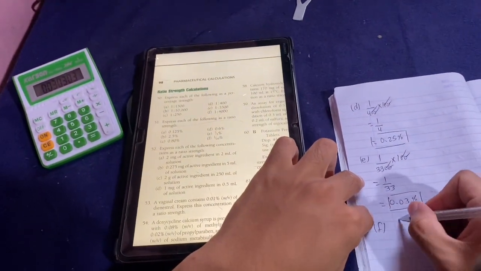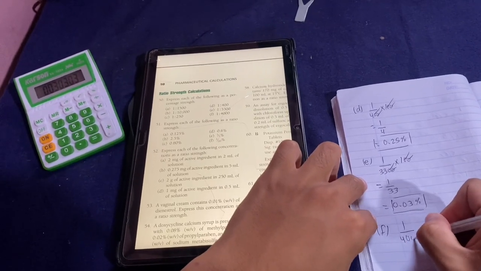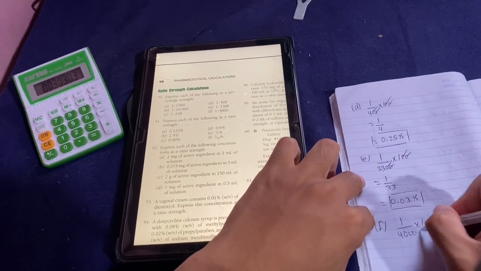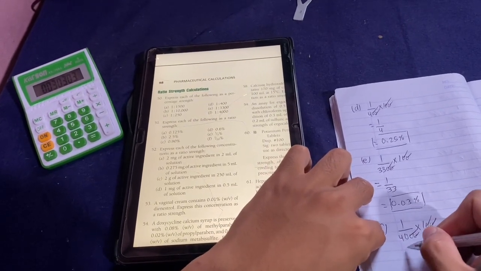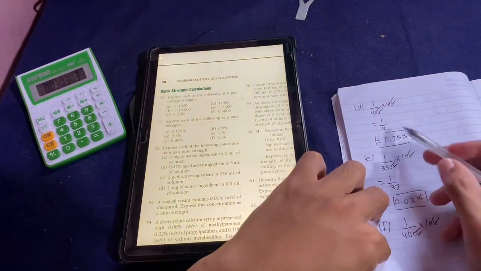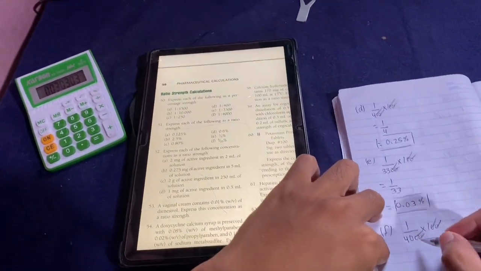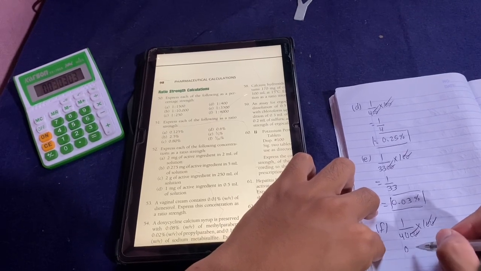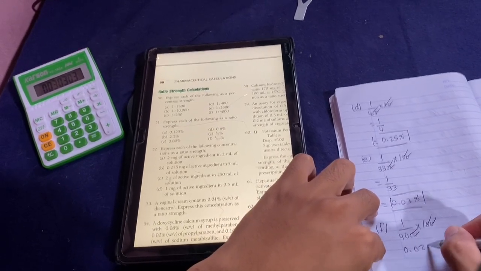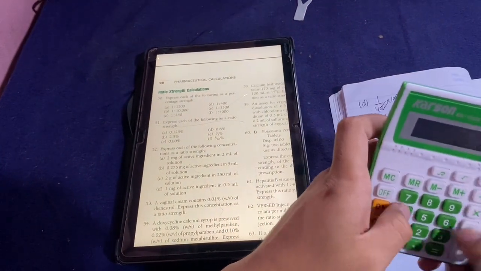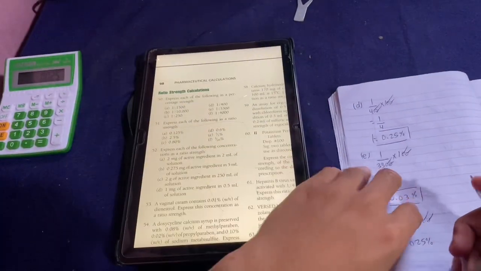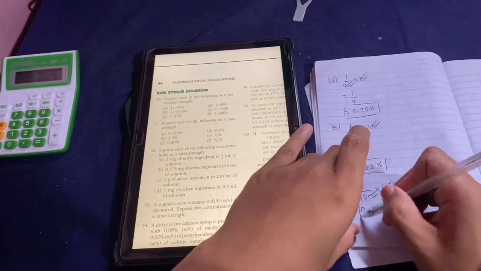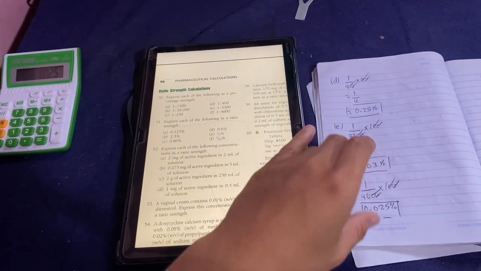So for F, sabi nga 1 over 4,000. So times 100. 0 will be cancelled out to 0, 0 is 0. Then 1 over 40 is equal to how much, guys? Parang parehas lang dyan sa 1 over 4. Pero anong mangyayari? Maging 0.025. If I'm not mistaken, let's check. 1 over 40 is equal to 0.025. So that's for F. So yan ang answer for F.